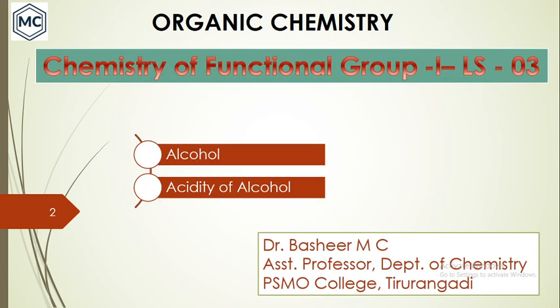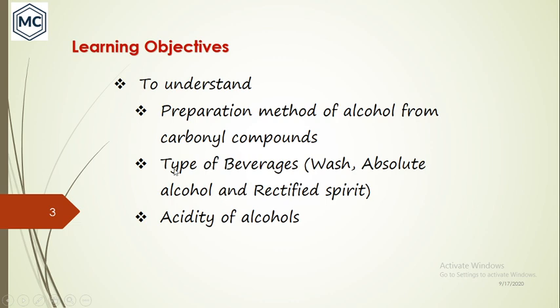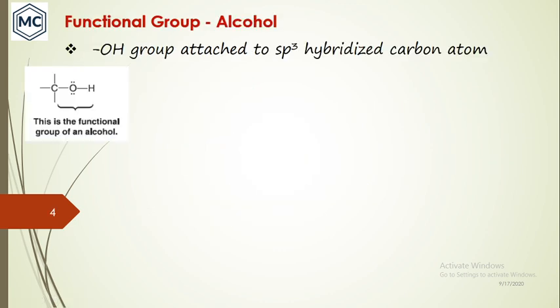We were discussing the topic chemistry of functional groups, and in this third lecture I would like to discuss the functional group alcohol, its preparation, and basic properties like acidity of alcohol. Our learning objectives are to understand the preparation of alcohol from carbonyl compounds and Grignard reagent, the types of beverage and wash, absolute alcohol and rectified spirit, and some basic properties like acidity of alcohol.